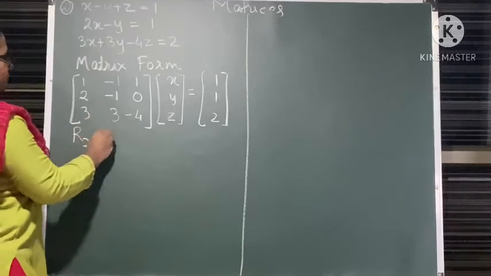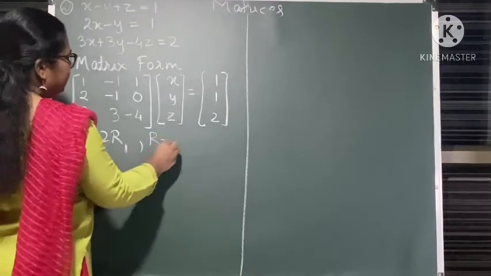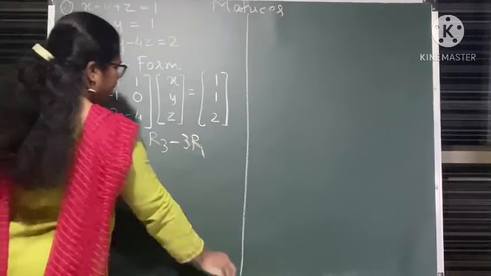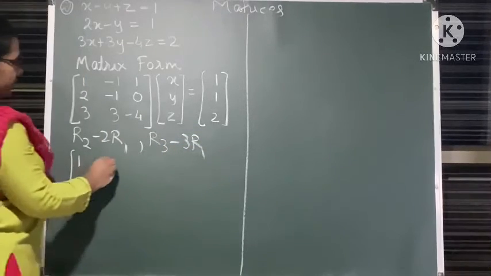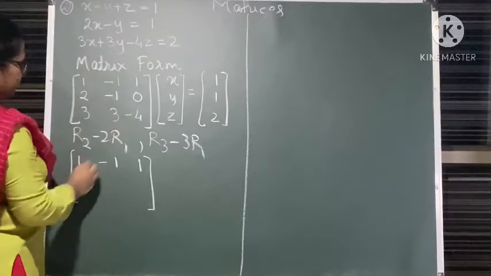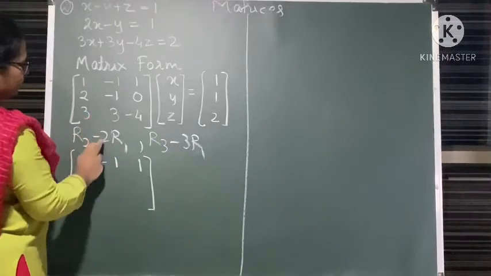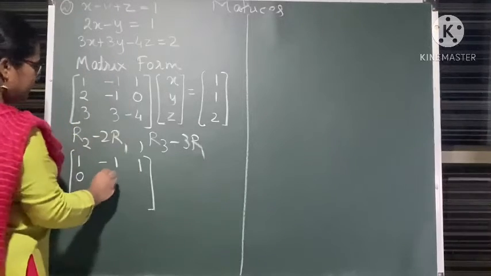It will be R2 minus 2 into R1. This is 1. And R3 minus 3 into R1. Okay, so first row as it is. 2 minus 2 into 1 is 0. Minus 1, minus 2 into minus 1 is plus 2. Minus 2 plus 1 is 1.